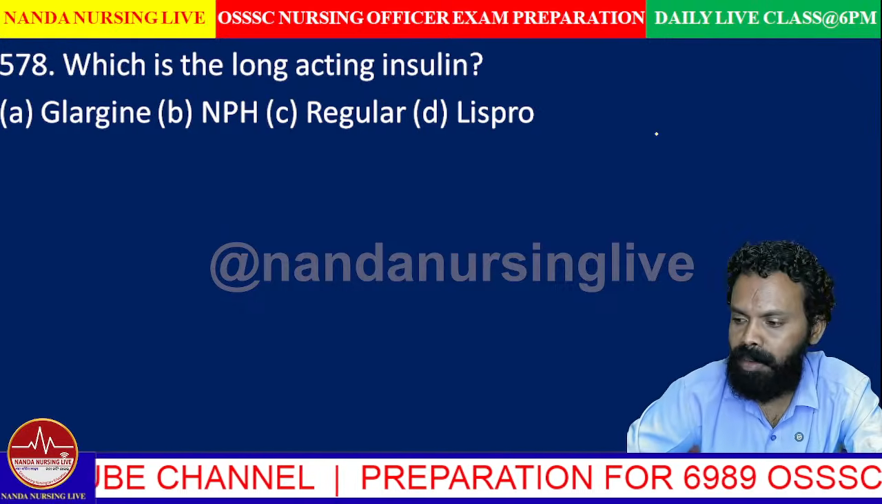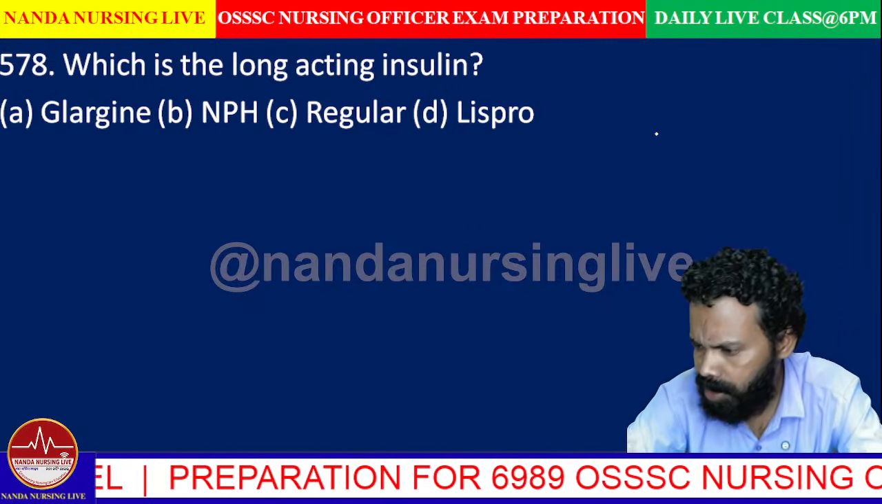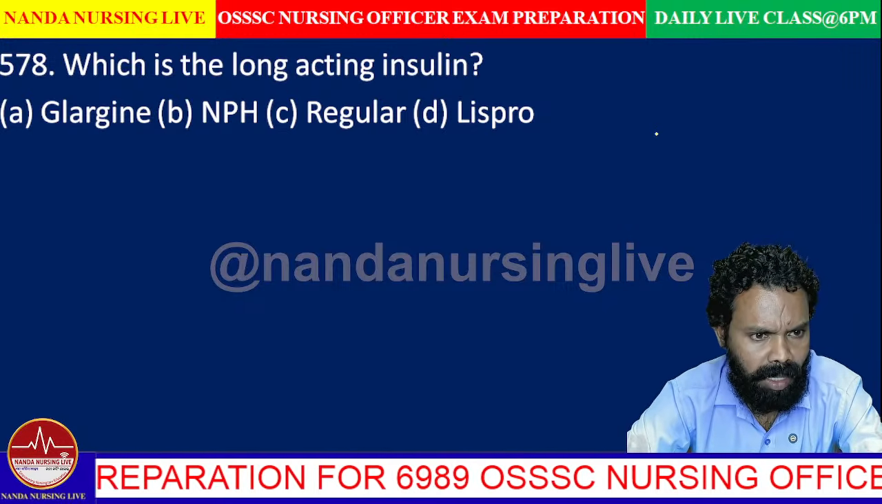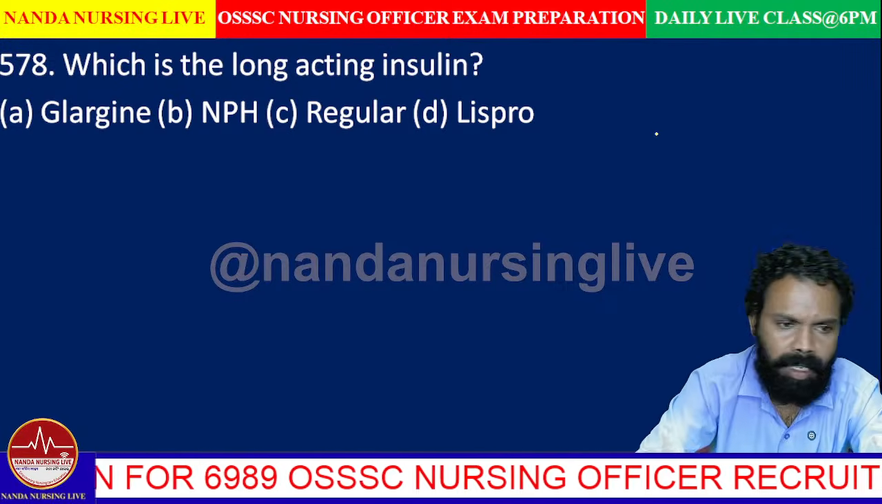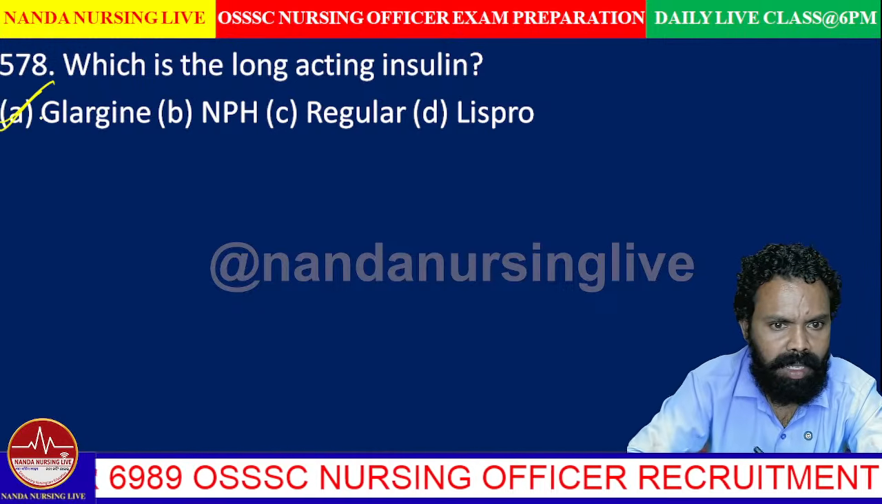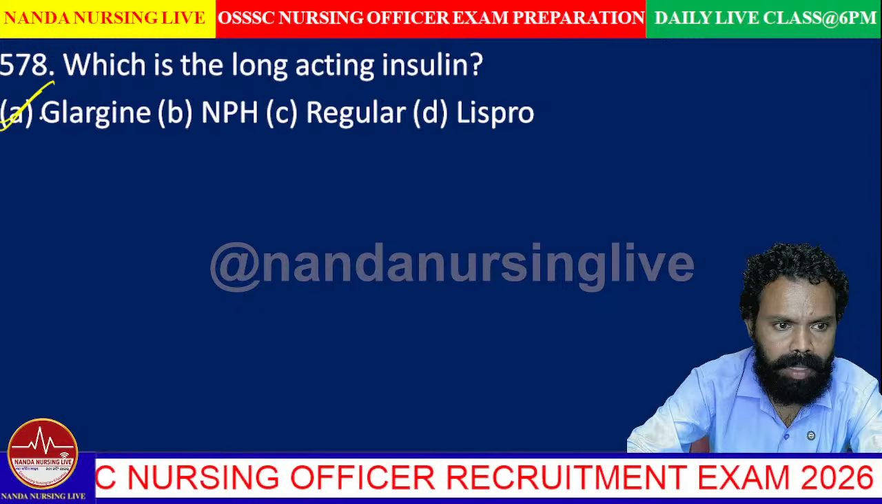Next question, question number 578. Which is the long-acting insulin? Option A is glargine, option B is NPH, option C is regular, option D is lispro. The correct answer is option A, glargine. Glargine is the long-acting insulin, right?